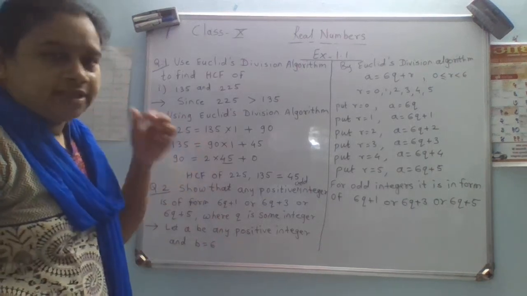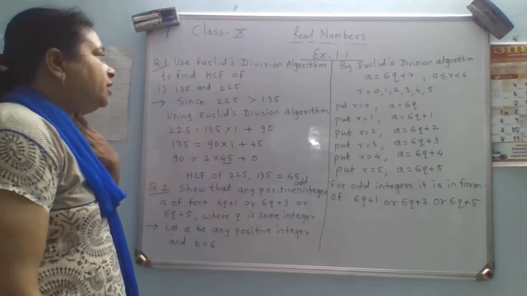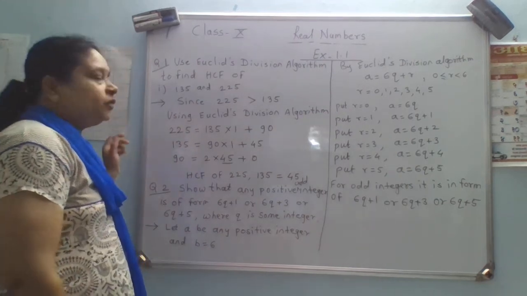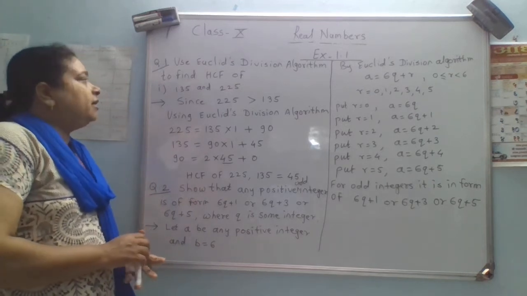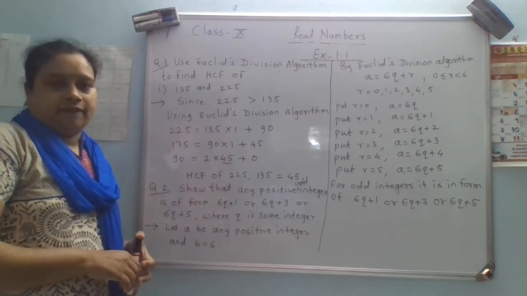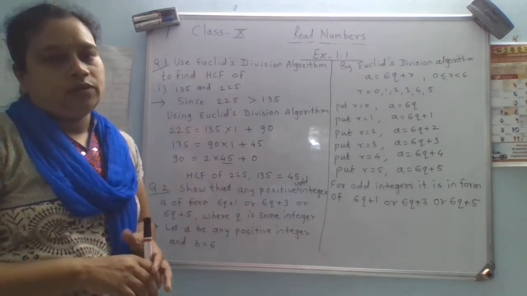We have the first exercise, exercise 1.1. The first question is: use Euclid's division algorithm to find the HCF of the given numbers. The first one is 135 and 225. We have to find the HCF of the numbers 135 and 225.